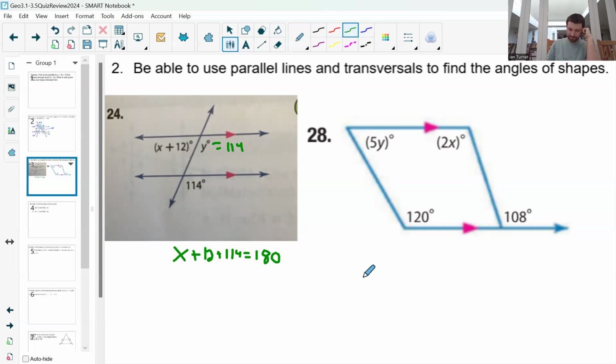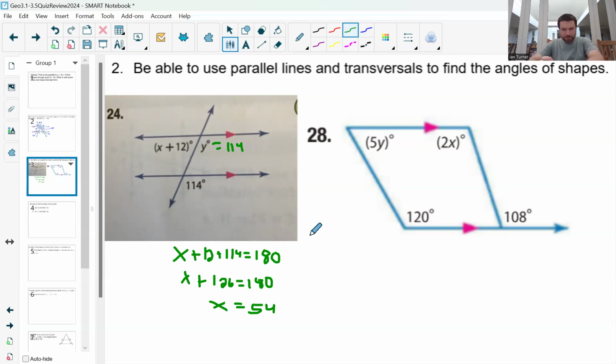Boy, what is all that? Okay, do it a step at a time. So we get x plus 126 equals 180. So what is that? 54. Okay, so we get x equals 54. y was 114. You get your two variables. Nothing too crazy about that one.